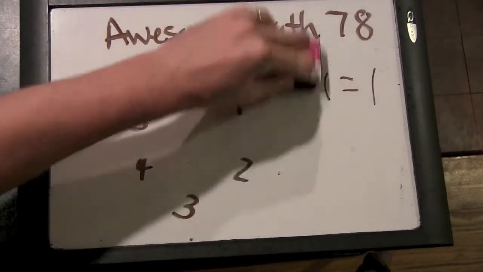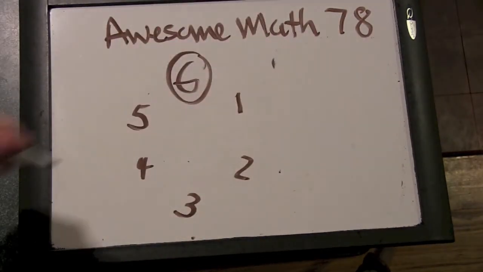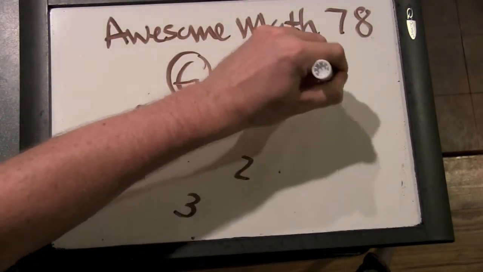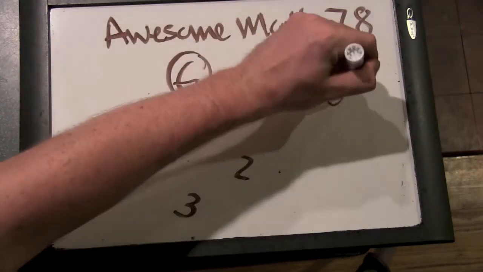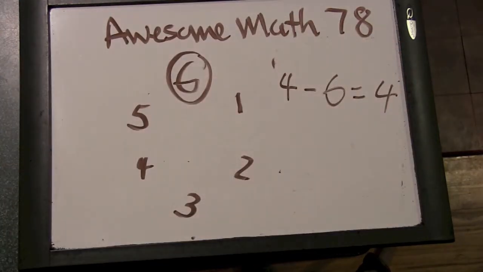What is 4 minus 6? 4, 1, 2, 3, 4, 5, 6. So we're back at 4. 4 minus 6 is 4 in this clock. All right, you make one up.